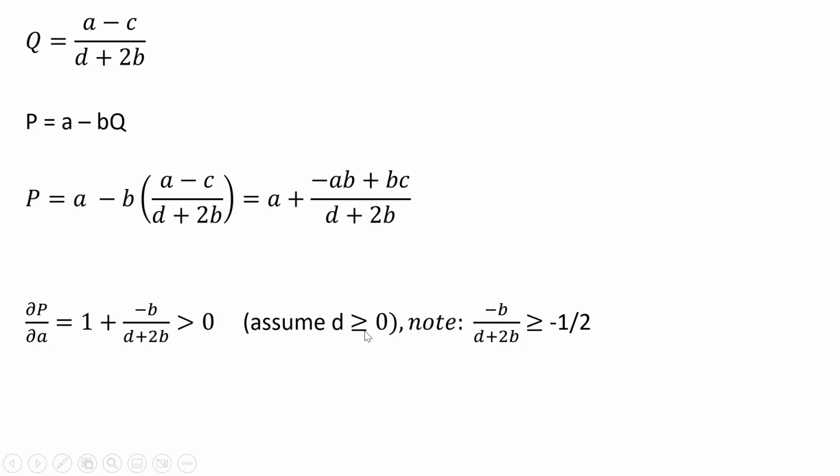Assuming that D is equal to or greater than 0. So for example, if D is 0, this expression, minus B over 2B, will just equal minus 1/2. If D happens to be greater than 0, then this expression here will be greater than minus 1/2, like minus 1/4, minus 1/8, and so on.